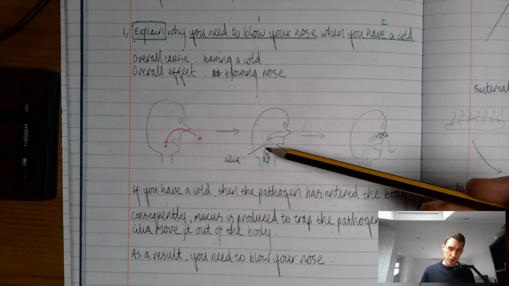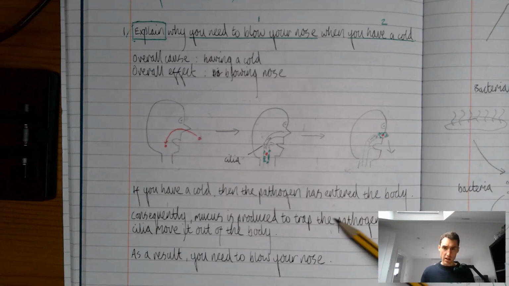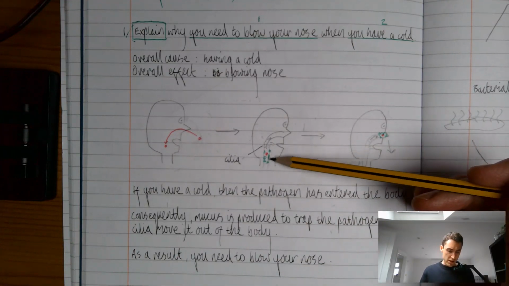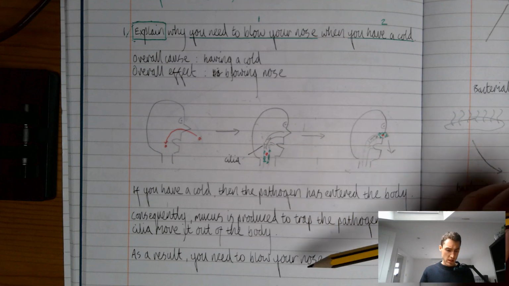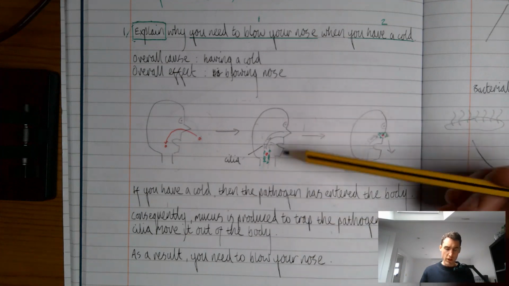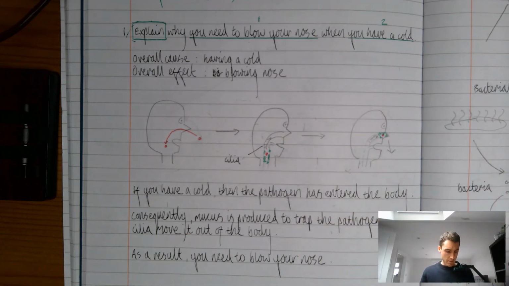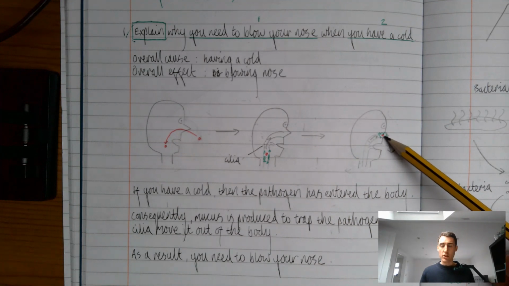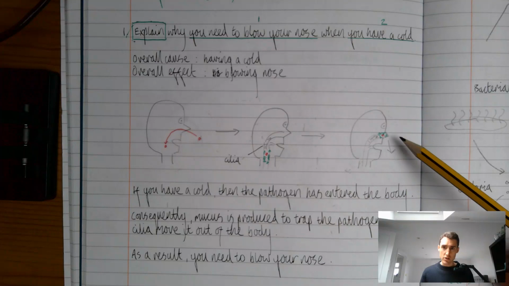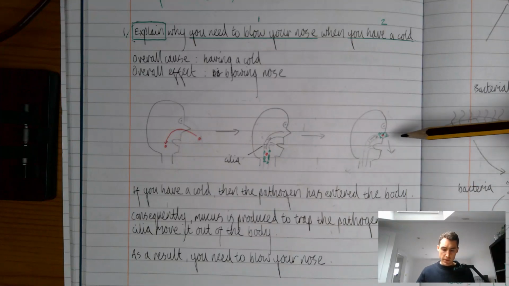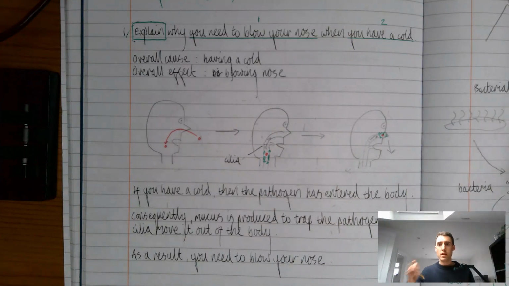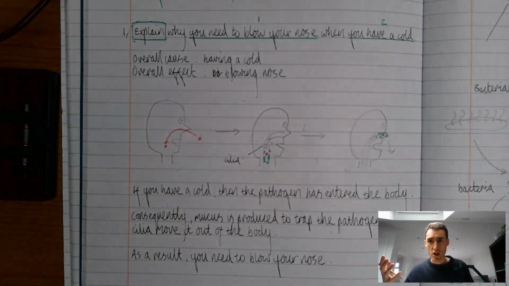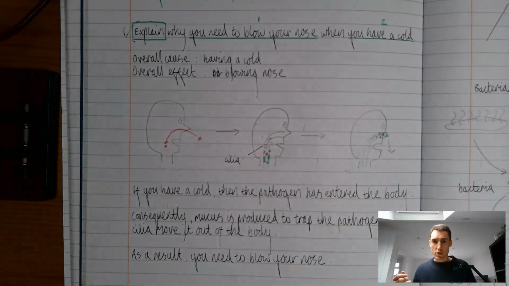Consequently, what I showed in this next diagram, and you can see it written here, mucus is produced to trap the pathogen, and cilia move it or wave it out of the body. As a result, you can show in your diagram that this pathogen, this red dot here that's trapped inside the green mucus, has now been moved right up and kind of to the nose. As a result, you're going to need to blow your nose. You're going to need to get rid of all that mucus that's being generated.